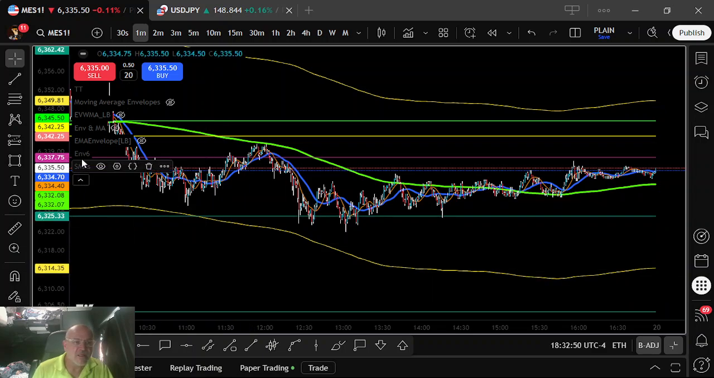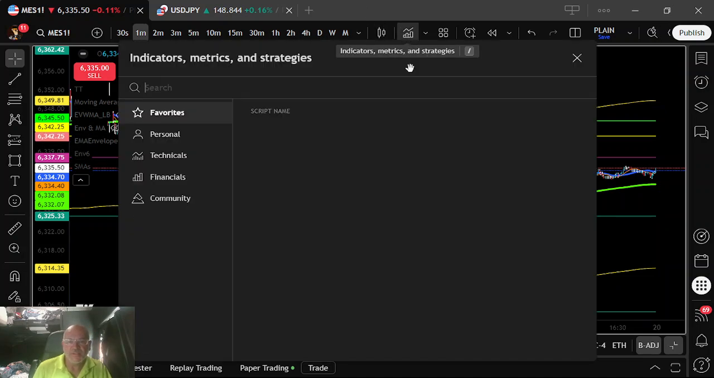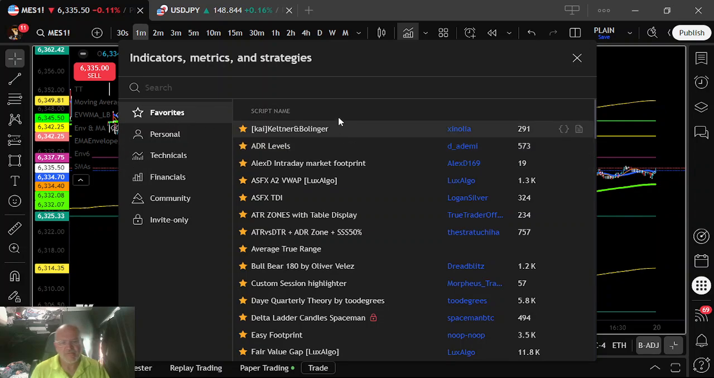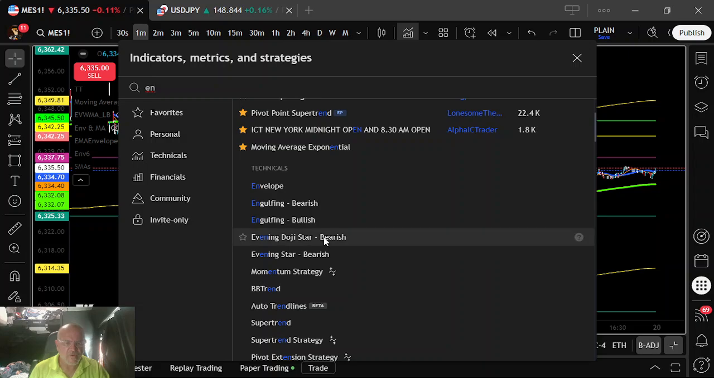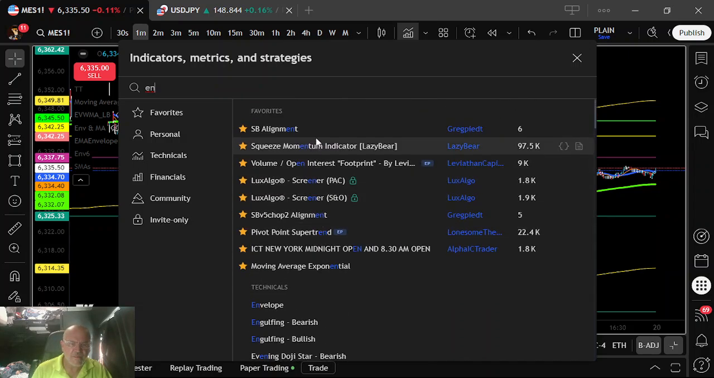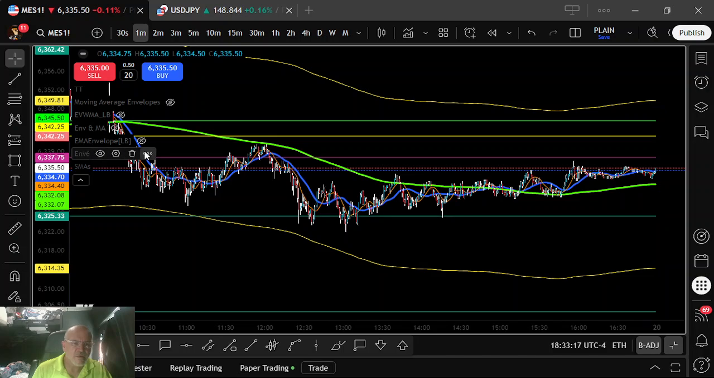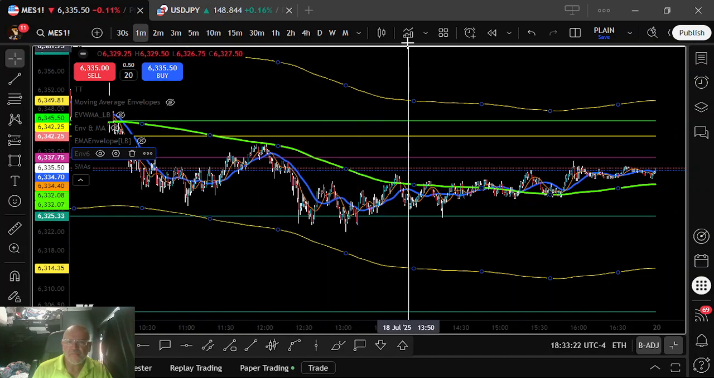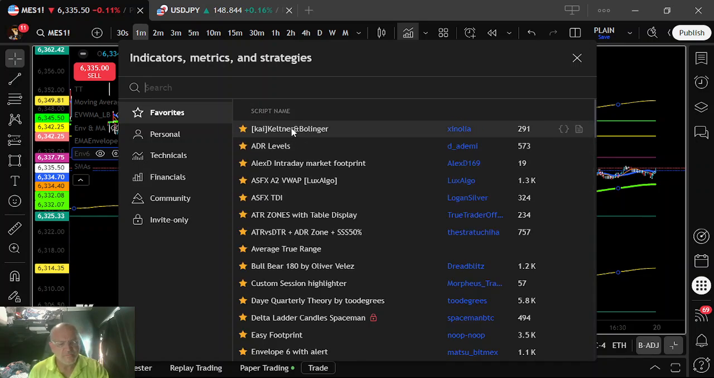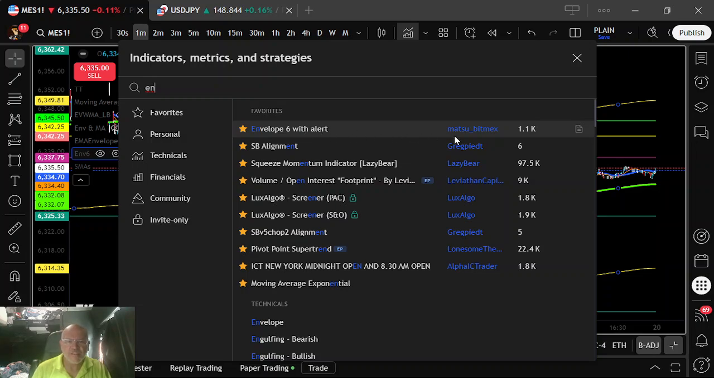Let's go ahead and put that in. So this is ENV6, envelope 6 with alert. That's the name of the indicator. Let's just go in here. I do believe it's in my, oh, it's not, you kidding me? Let's just go in there and do that. Advanced favorites. Okay, envelope 6 with alert by Matsu Bitmex.